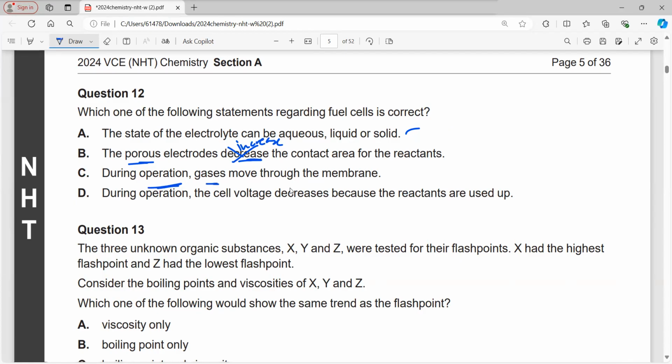During operation, gases move through the membrane. Yeah, so the membrane, not really. The membrane exists in the first place to make sure that only the ions, for example, in an acidic fuel cell, only the H plus ions actually move through the membrane. And during operation, the cell voltage decreases because the reactants are used up. Yeah, so one of the differentiating factors of fuel cells is that the reactants are at a constant flow rate, right? They're never going to be used up. If it was a galvanic cell, it'd be a different story.